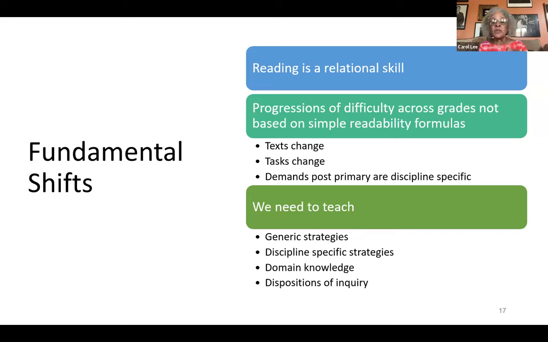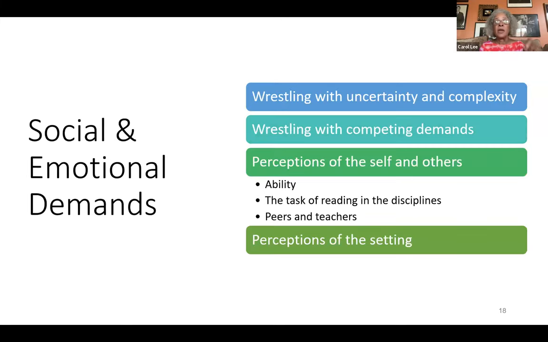That is because progressions of difficulty across grades are not based on simple readability formulas. Over the course of K-12, texts change, the tasks that we ask kids to engage in change, and particularly the way in which reading in the disciplines plays out post-primary. So we need to be able to teach generic strategies, discipline-specific strategies, domain knowledge, as well as dispositions of inquiry. There are also social emotional demands to learning how to become a competent reader across a variety of kinds of texts. One is wrestling with uncertainty and complexity, a disposition to wrestle with that as opposed to retreat.